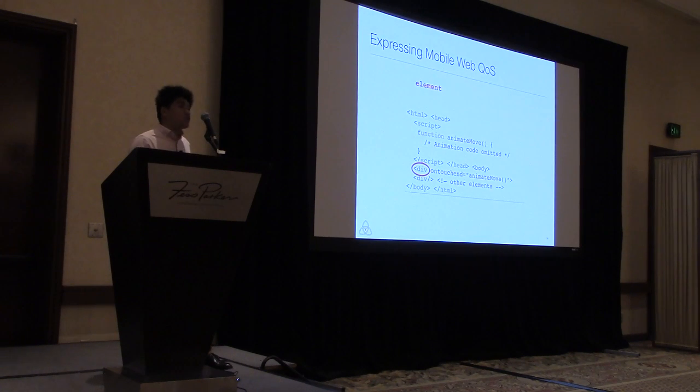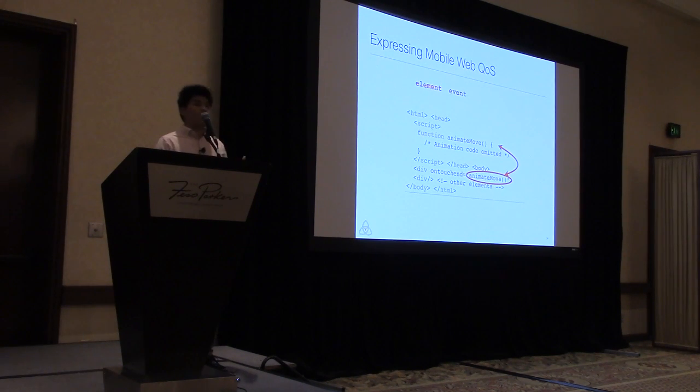First of all, there's a notion of elements. For example, we have a div element here. Each element corresponds to a particular visual region in your application. Each element can be associated or registered with a set of events. For example, we're registering a touch end event with this div element. And each event is in turn associated with a callback function. For example, we are associating this anime move callback with the touch end event. And this callback function will be executed whenever the touch end event is triggered on the div element.